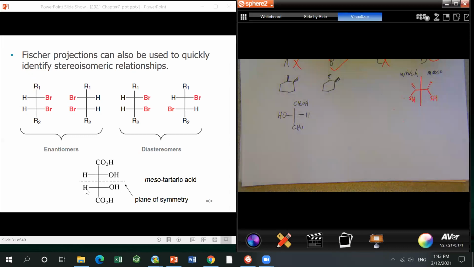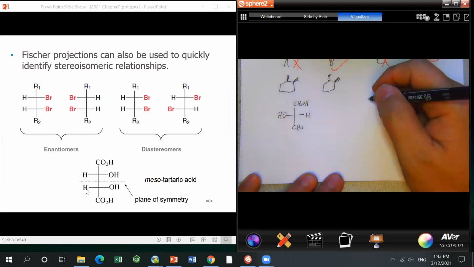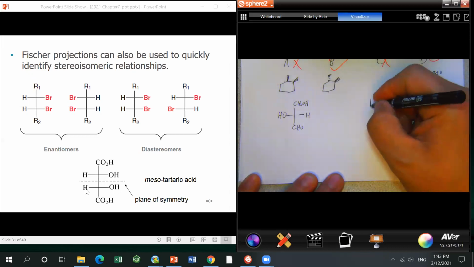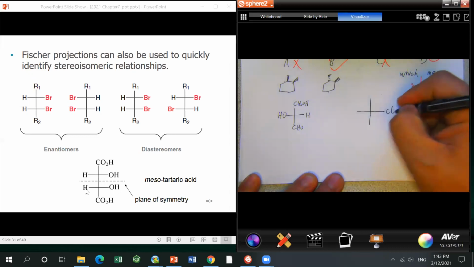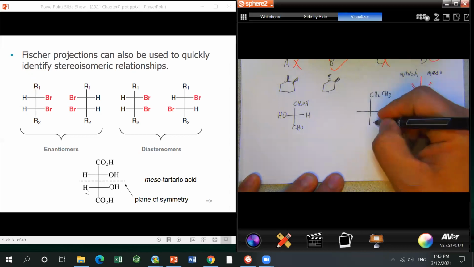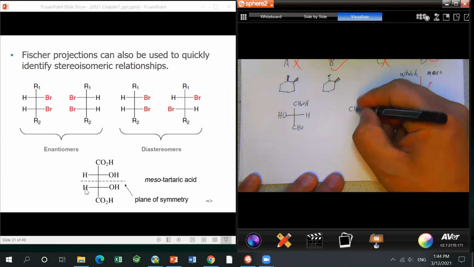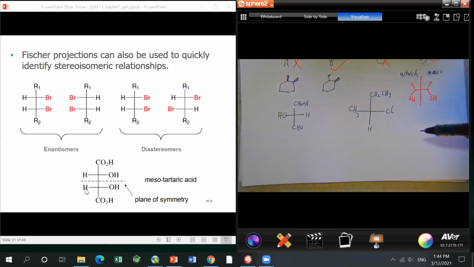After you learn the Fischer projection, you also need to learn how to assign R and S, and how to name it. So I will give you one example. For example, we have this Fischer projection, and in an exam or quiz I will ask you to name this compound. So how do you do it? Actually, it is not hard.